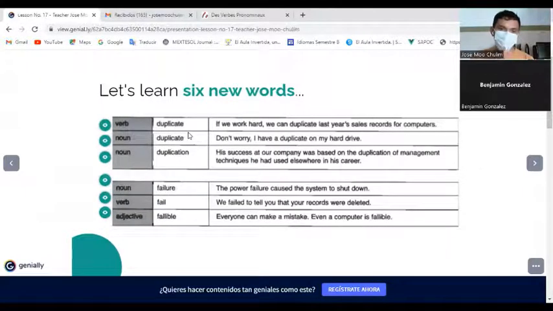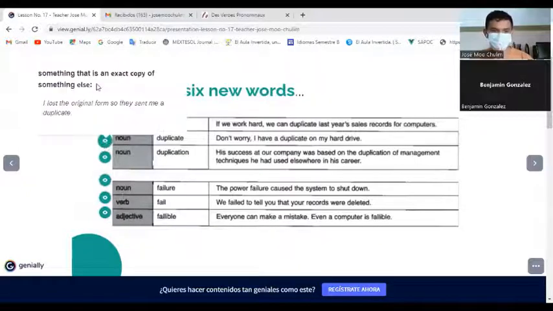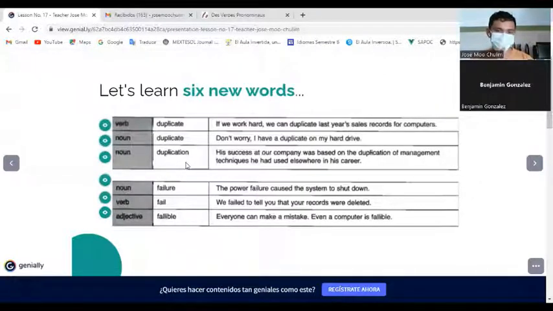Muy bien. The first one that was duplicate, then we have duplicate, but in this case as a noun, como sustantivo. And it basically means copy of something else. Un duplicado, algo que es la copia exacta de algo. Okay, can you read this example? Yes, I lost the original form, so they sent me a duplicate. Okay, thank you. I lost the original form, so they sent me a duplicate. Okay, perdí la copia original. Buen día. So, ellos me enviaron un duplicado. Muy bien. And then we have duplication.